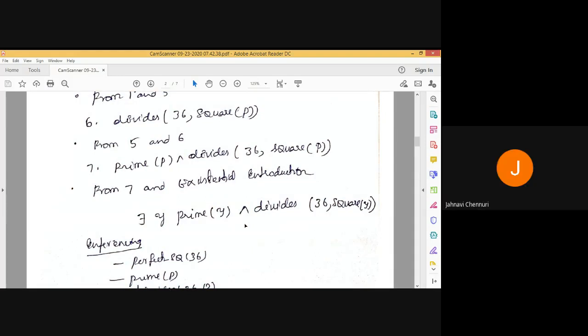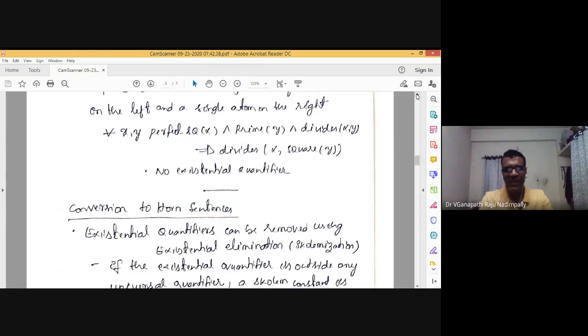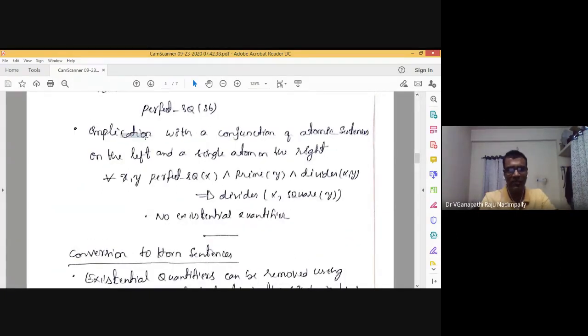Yes, sir. Now, the same example I'm discussing, and the same thing I'm representing in the form of sentences. Observe carefully, implication with conjunction of atomic sentences. Here, this is an implication with the conjunction of atomic sentences. This is one atomic sentence, this is another, and symbol, this is another atomic sentence, and symbol, this is another atomic sentence. Implication with conjunction of atomic sentences on the left side, and a single atomic sentence on the right side.